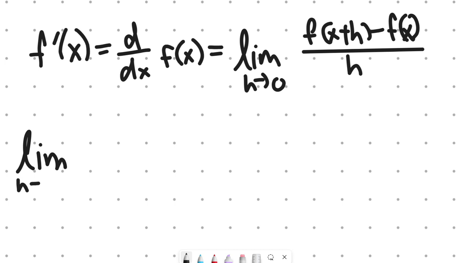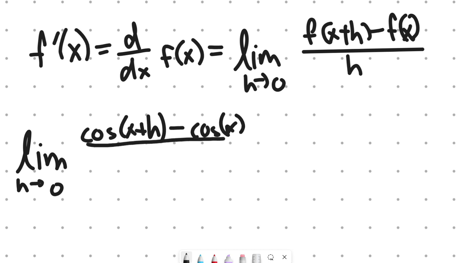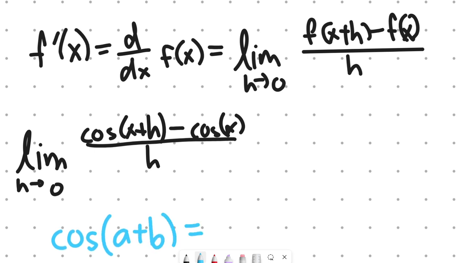So we will have the limit as h approaches 0 of cosine of x plus h minus cosine of x and the whole thing over h. Now, what is cosine of x plus h? We know from trigonometry that one property says that cosine of a plus b is the same thing as cosine of a, cosine of b, minus sine of a, sine of b.